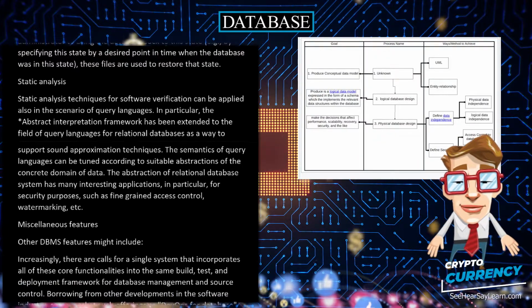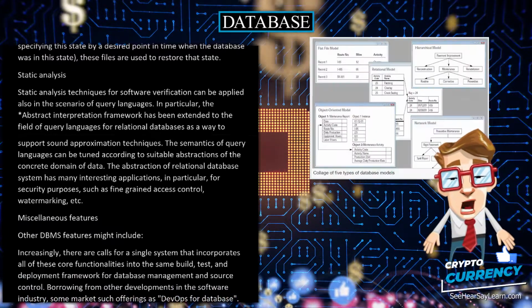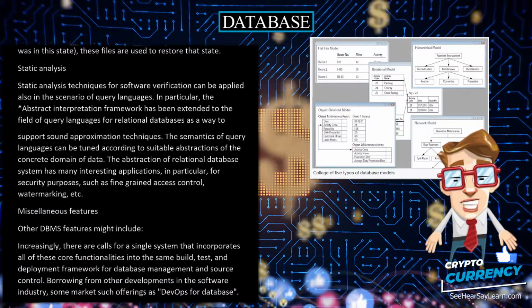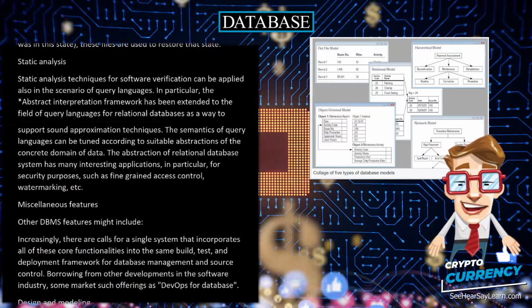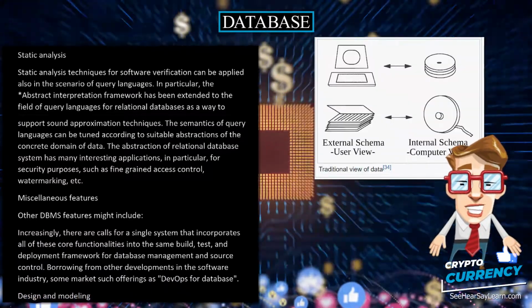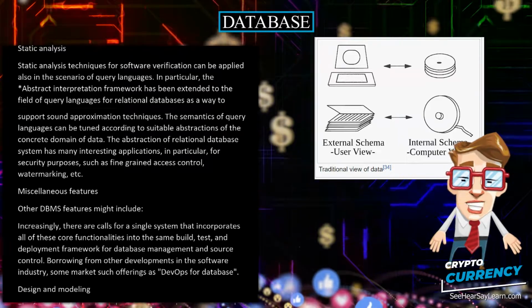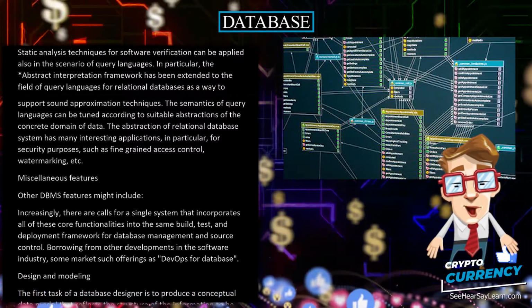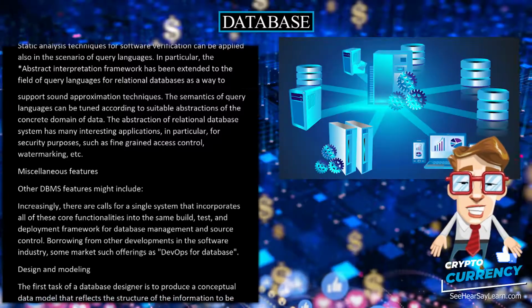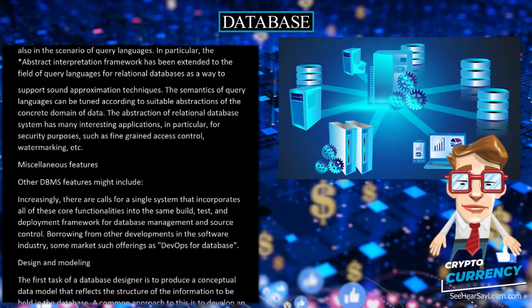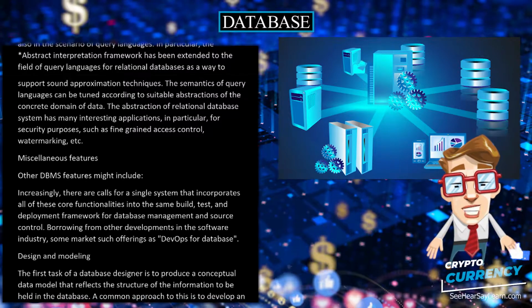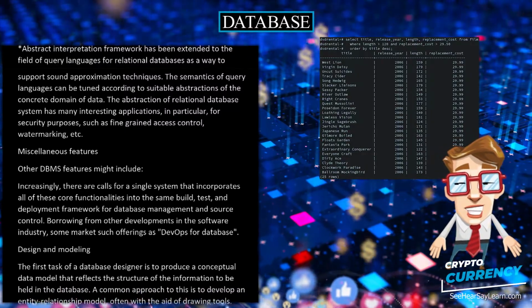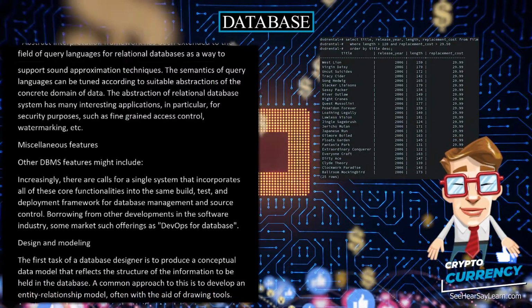The abstraction of relational database system has many interesting applications, in particular, for security purposes, such as fine-grained access control, watermarking, etc. Miscellaneous features. Other DBMS features might include: increasingly, there are calls for a single system that incorporates all of these core functionalities into the same build, test, and deployment framework for database management and source control. Borrowing from other developments in the software industry, some market such offerings as DevOps for database.